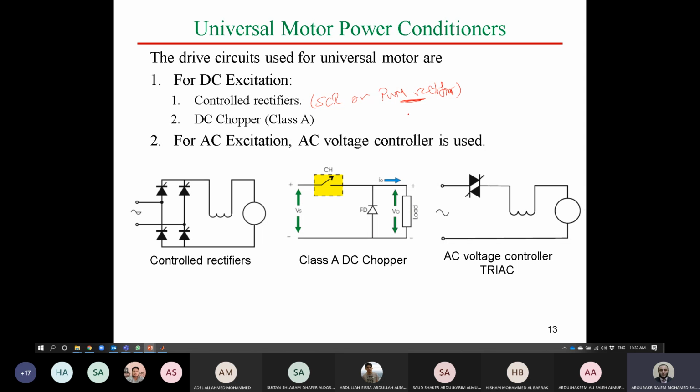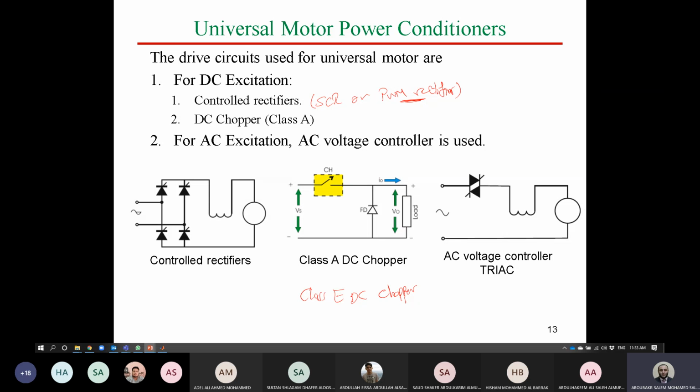Another option, if you already have an available DC supply, is to use a class A DC chopper. This is one of the simple solutions to obtain a DC supply. However, here you cannot make reverse motoring, and sometimes in drills, for instance, you may need to reverse the motion of the drill itself. In this case, we can use a class E DC chopper, which we already discussed previously in DC motors, the 4-quadrant DC chopper.